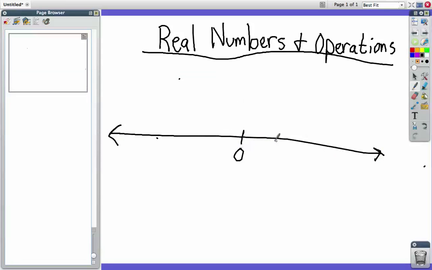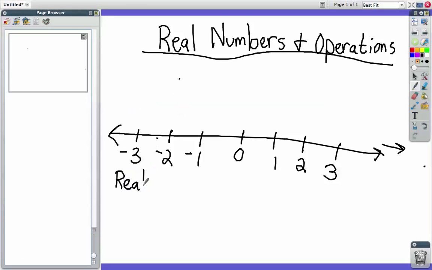We'll start off with 0 in the middle. We'll go up to 1, 2, 3. So we have 1, 2, 3 over here, -1, -2, and -3. This number line represents all numbers in any direction because you could go this way into infinity and you could also go this way into infinity. Either way. And all of these numbers are called real numbers. You're going to write real numbers right below the number line.